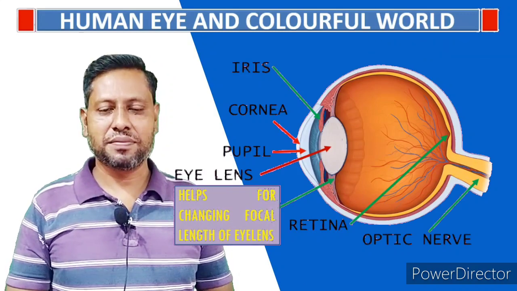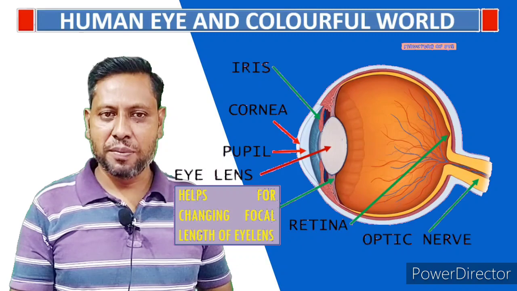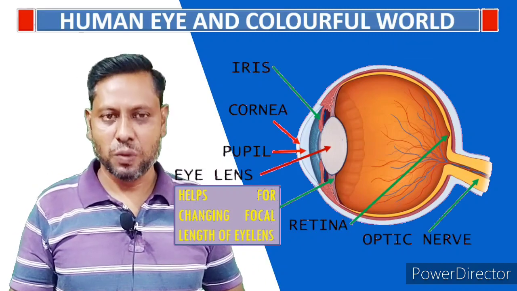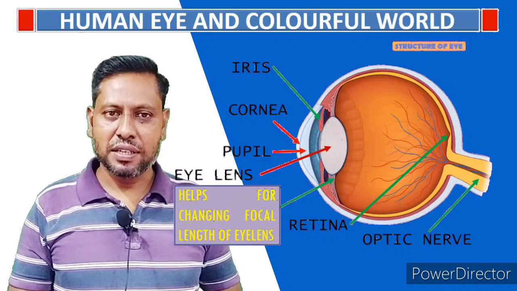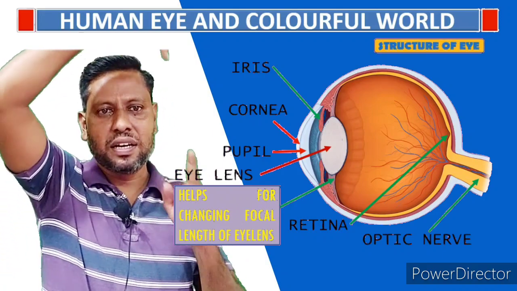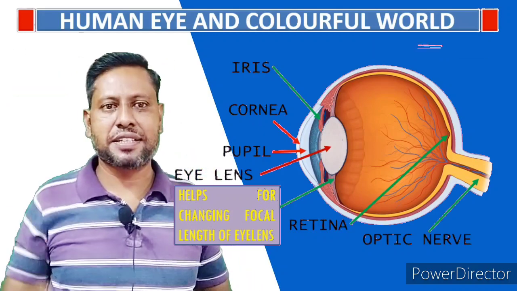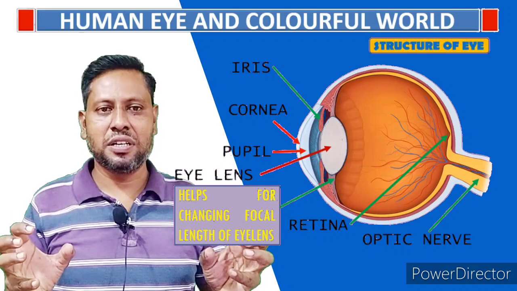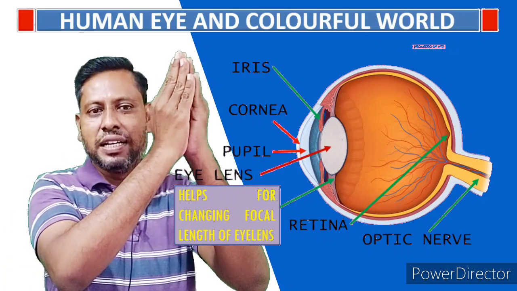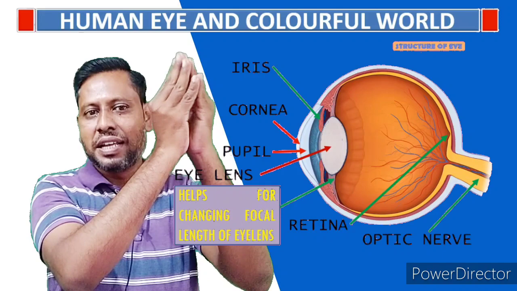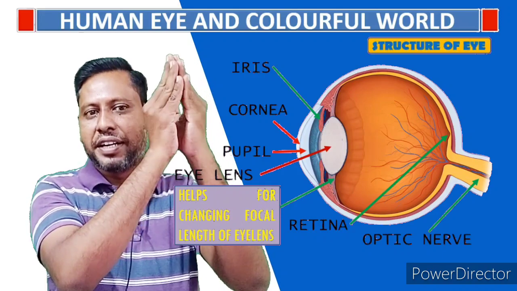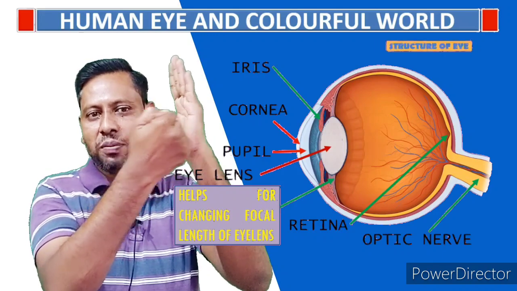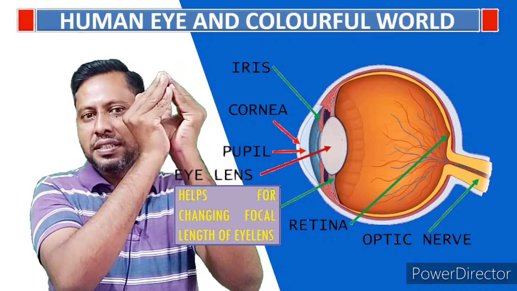Then next, very important, that is ciliary muscles. You can see there is a pair of ciliary muscles attached to the eye lens, as shown in the diagram. What is the role of these ciliary muscles? These ciliary muscles can contract or they can relax. This contraction and relaxation can flatten the eye lens or compress the eye lens like this.